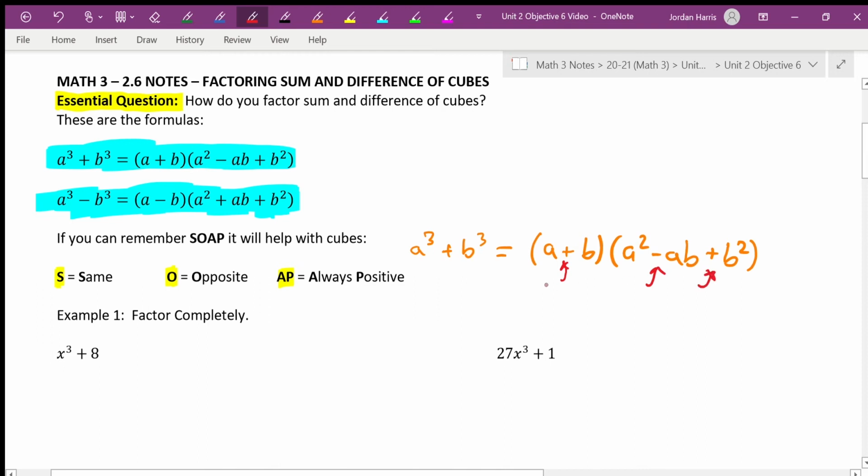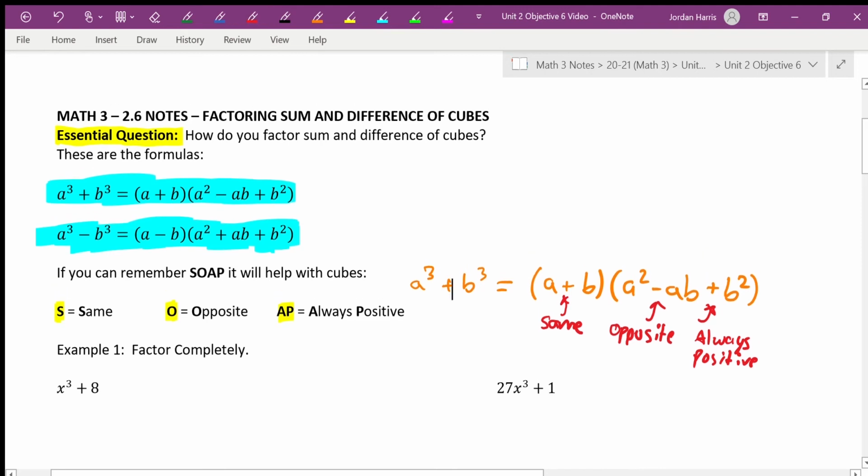So you have the same, S stands for same, then you have the opposite, and last one is always positive. Okay. So same means the same as our original question. So if your original question is plus, then you have plus. If your original question was minus, then you have minus. The opposite is the opposite. So plus, the opposite is minus, the opposite of minus is plus. Okay? And then the last thing you need to make sure you know are your perfect cubes.